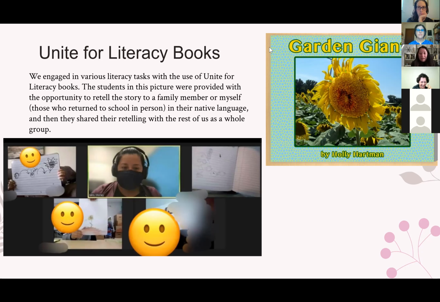Those who were still back at home still continue with the same routine. They retold the story or their favorite part to the person sitting next to them. And then we will come back and just share out in English what we learned or what our favorite part was. And as I mentioned, the parents just love being able to be part of this learning. Even if they weren't there, they still knew what was going on in the virtual space.